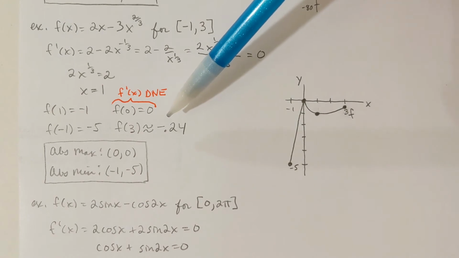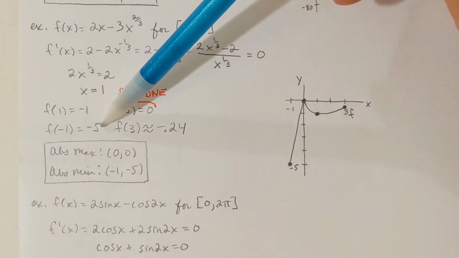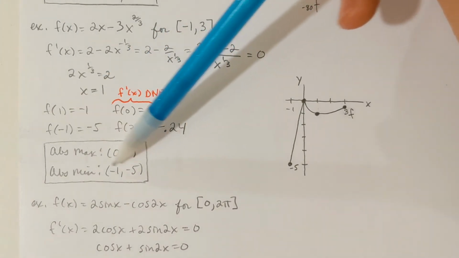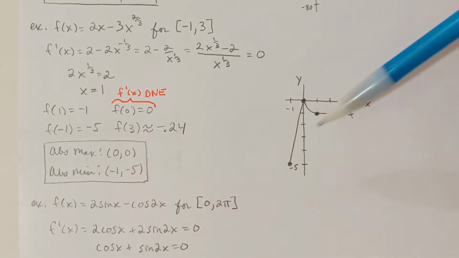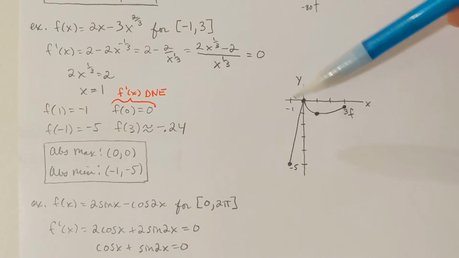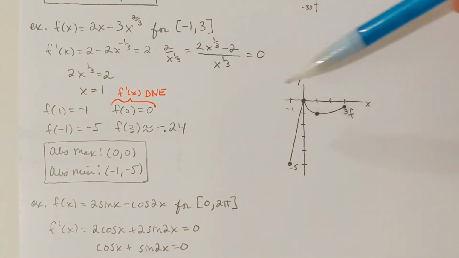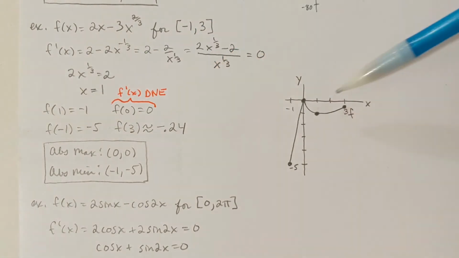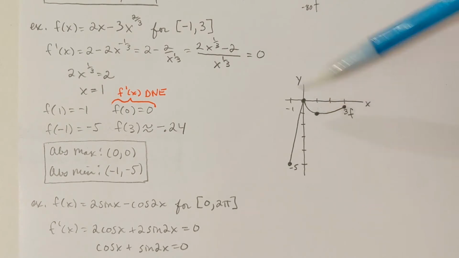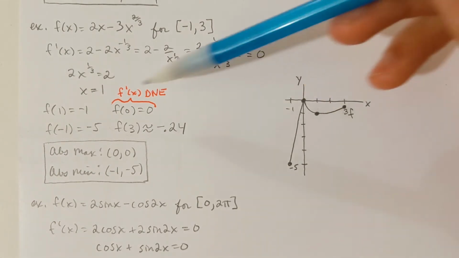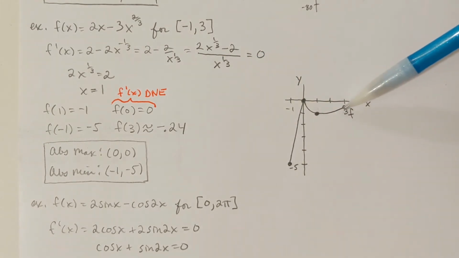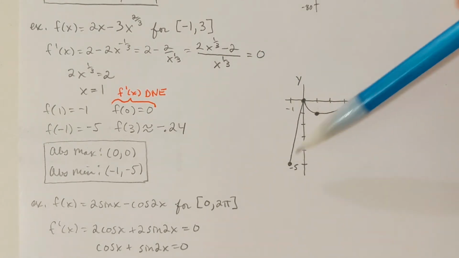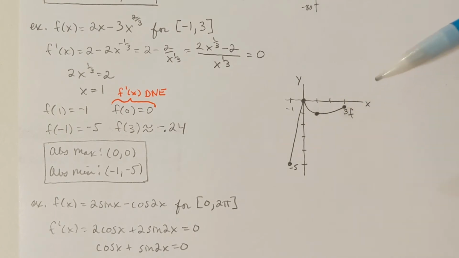The lowest output is a negative 5, so negative 1, negative 5 would be my absolute min on this graph. All right, and I've sketched the curve on the interval that was given here. So 1, negative 1 is right here, 0, 0. Okay, negative 1, negative 5, and then 3, negative 0.24. I plotted those points and drawn this curve.